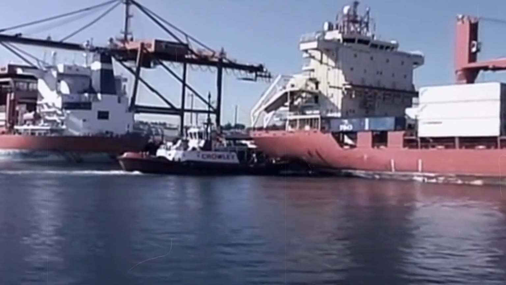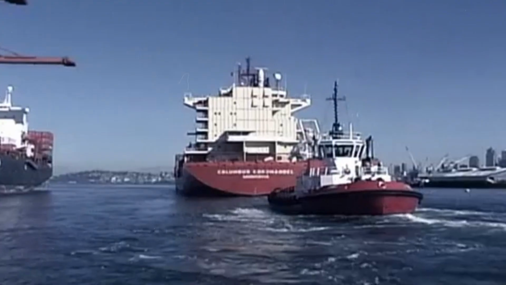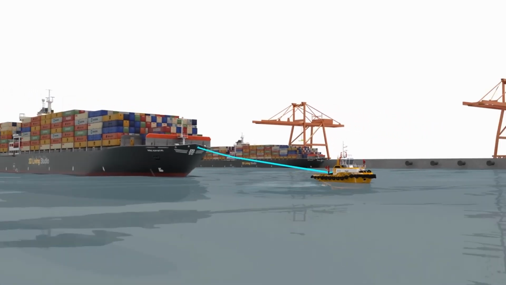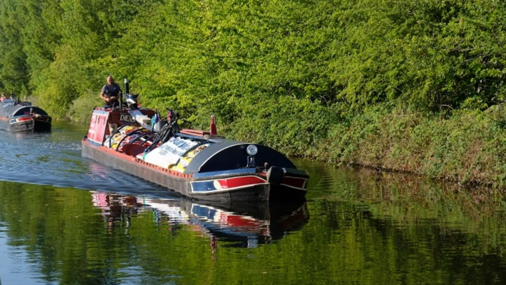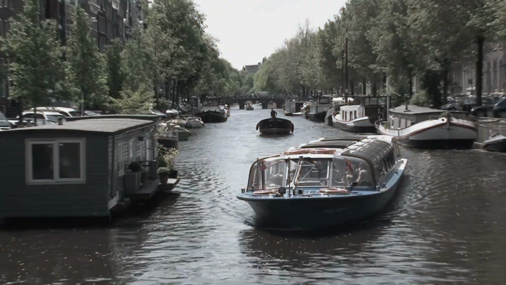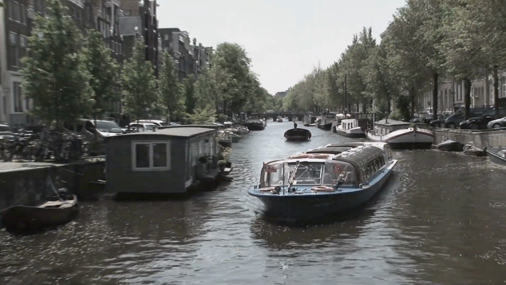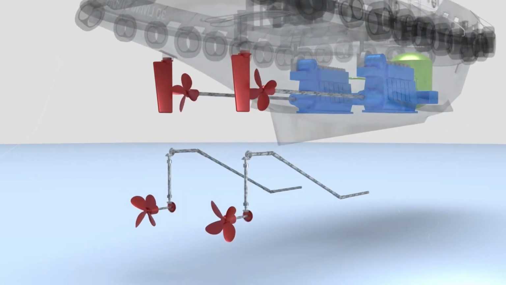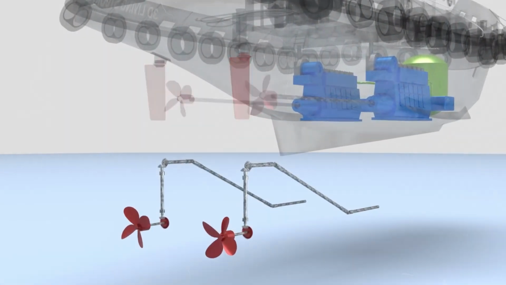A tugboat with cycloidal thrusters can spin a huge ship around like it is playing with a toy. It can nudge, pull, and push with careful precision. Ferries in narrow waterways benefit too. Early Venetian passenger boats and fireboats moved between tight canal walls with surprising ease. Today, dredges, research vessels, icebreakers, and offshore supply ships all rely on cycloidal systems when the job requires exact movements.